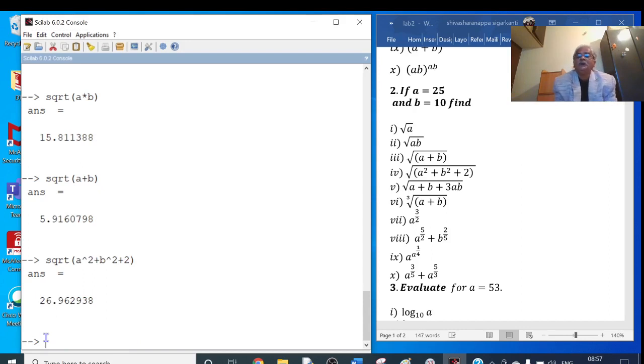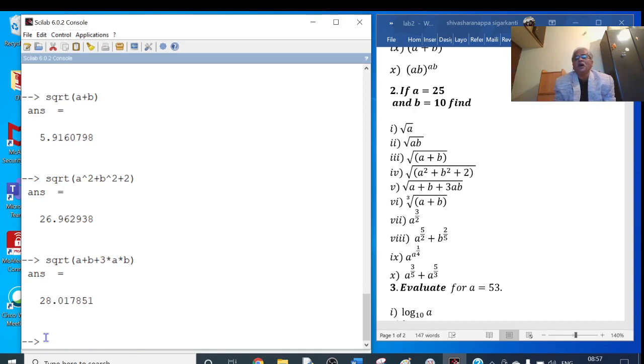Next one, square root of a plus b plus 3ab. Again sqrt, open bracket, a plus b plus 3ab, that is 3 star a star b. Close the bracket. Now press enter button. We are getting this.